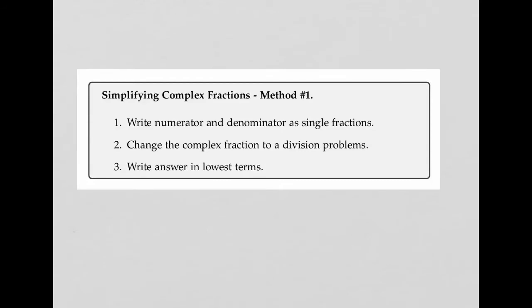I'm going to use two methods to simplify complex fractions. The first method, which I'll refer to as method number 1, is as follows. First, we are going to write the numerator and denominator as single fractions. Next, we're going to change the complex fraction to a division problem, which, remember, division is the same as multiplying by the reciprocal. And once we do that, we'll finally write our answer in lowest terms.